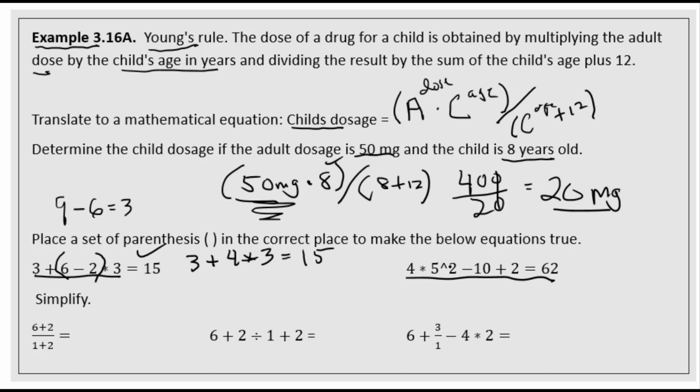That's 5 raised to the second power. If I just do this one as it is, it's going to be 4 times 25, 100. Minus 10 is 90, plus 2 is 92. So without parentheses, the answer would be 92. I'm kind of just fishing here too, but I'm going to do that first because it makes sense to me. So now I have to do parentheses first. 25 minus 10 is 15. 4 times 15 is 60, plus 2 is 62, so that's the correct place to put the parentheses.